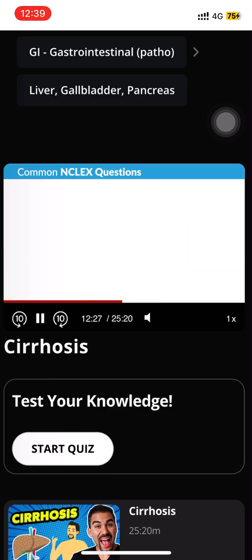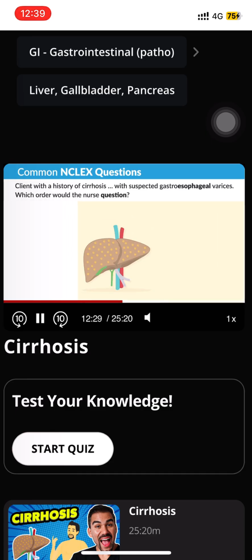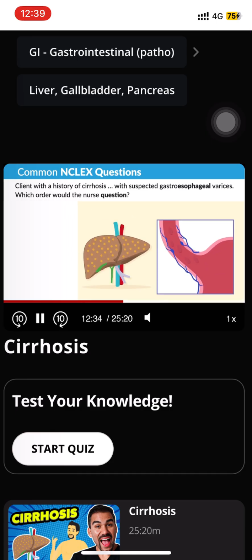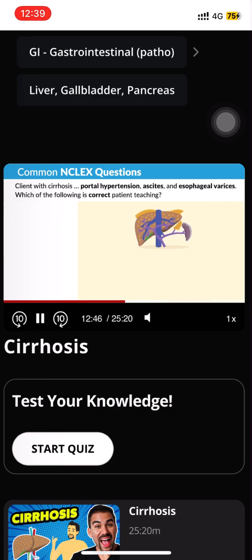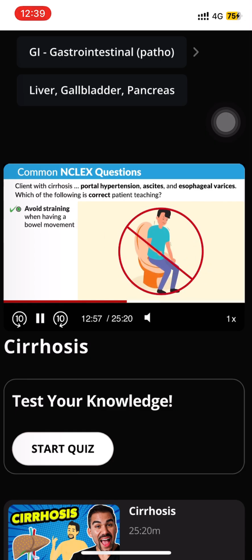So common NCLEX questions include a client with a history of cirrhosis with suspected esophageal varices. Which order would the nurse question? The new nasogastric tube. Yes, always question any new NG tube. And a client with cirrhosis, portal hypertension, ascites, esophageal varices, all the things, right? Which of the following is correct patient teaching? Avoid straining. Yes, always avoid straining when having a bowel movement.